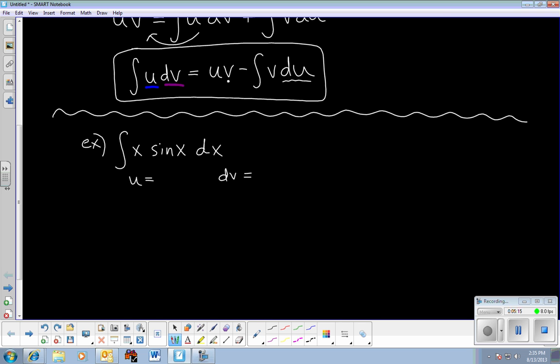Okay, so x is either going to be u or dv. If I make x dv, then I have to integrate dv to get v.